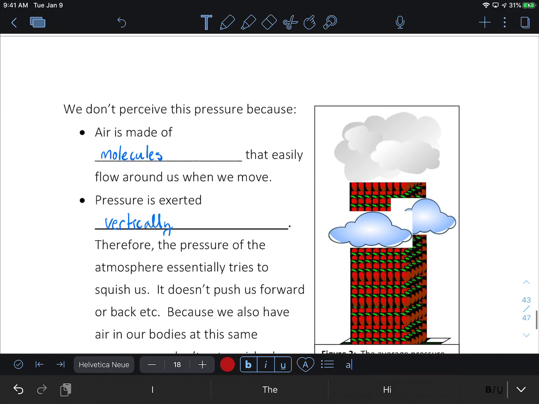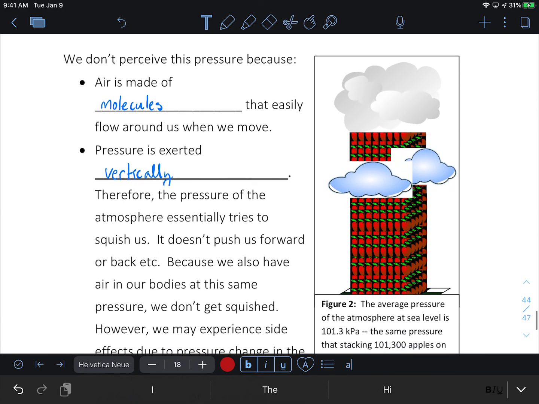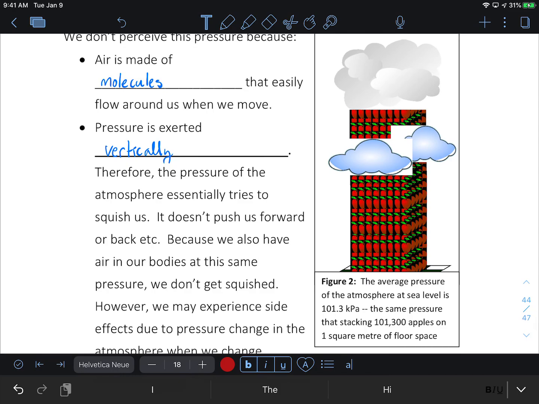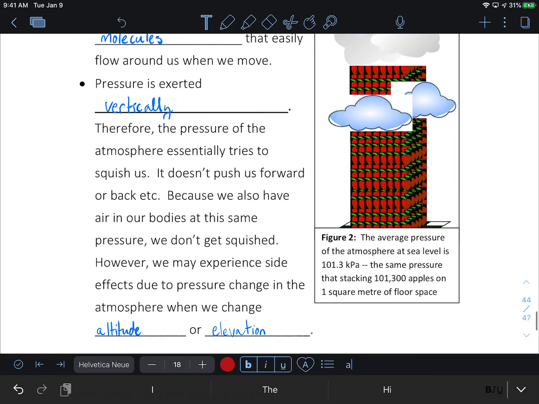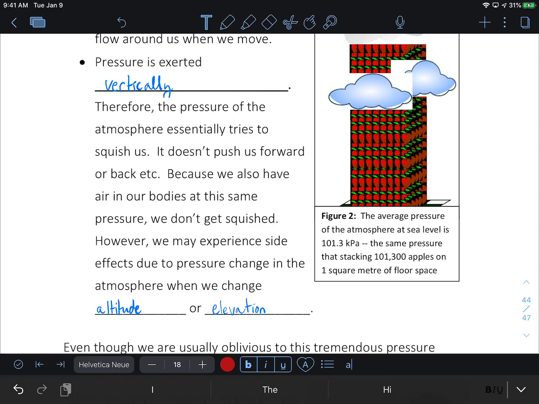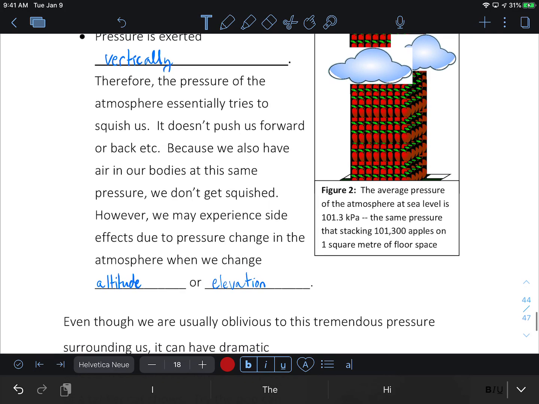We don't perceive pressure because air is made of molecules that easily flow around us when we move, and the pressure is exerted vertically. Therefore, the pressure of the atmosphere essentially tries to squish us. But it doesn't push us forward, it doesn't push us backwards, it only pushes us down. And we don't get squished because our bodies are stronger than 101.3 kilopascals. The water in your body, in your cells, is enough to keep your cells fully inflated, even under this pressure. And we also have air in our bodies that pushes outwards with the same amount of pressure.